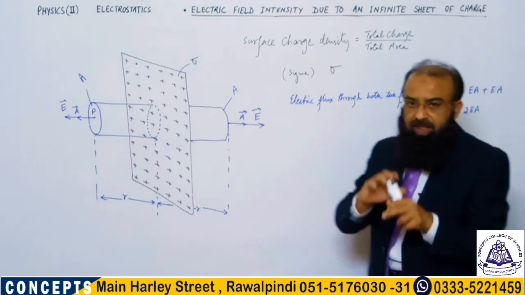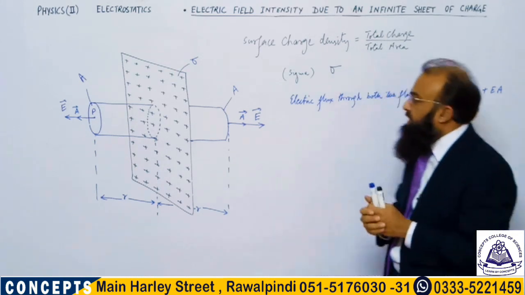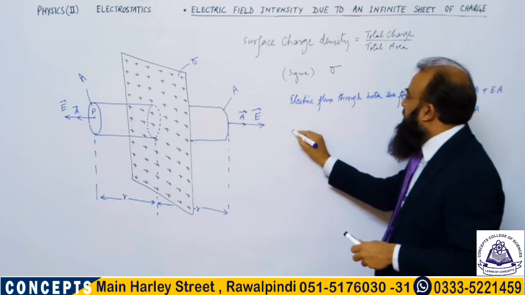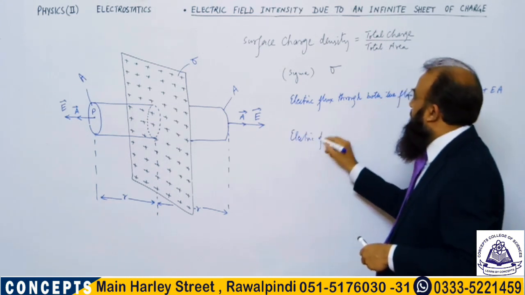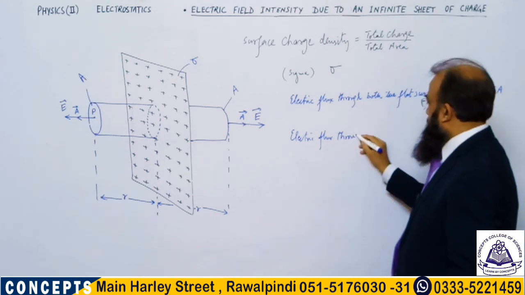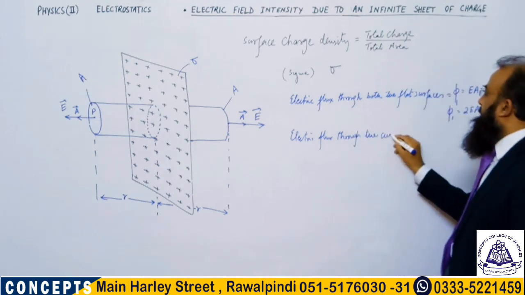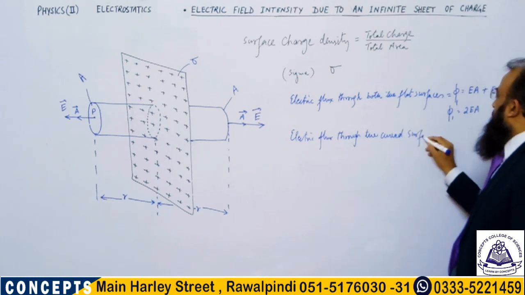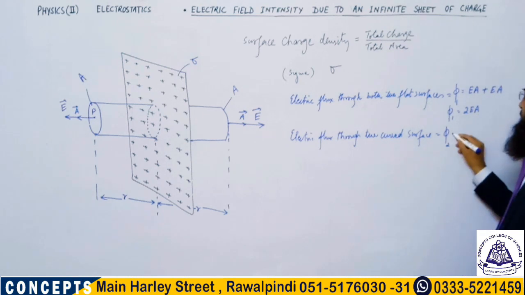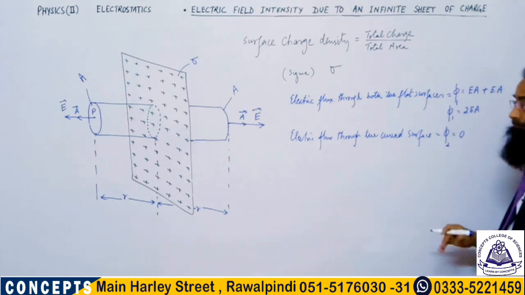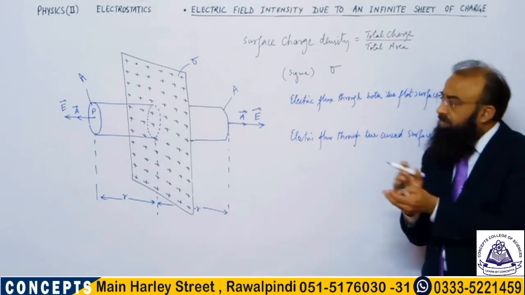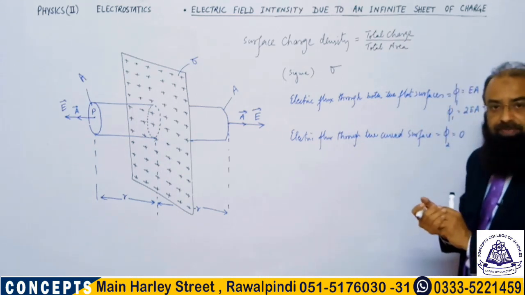Now next is the electric flux through the curved surface of this cylinder, of this closed surface. Electric flux through the curved surface, let me represent this by phi 2, and this is equal to 0. Why? Why is this curved surface not contributing to the electric flux?